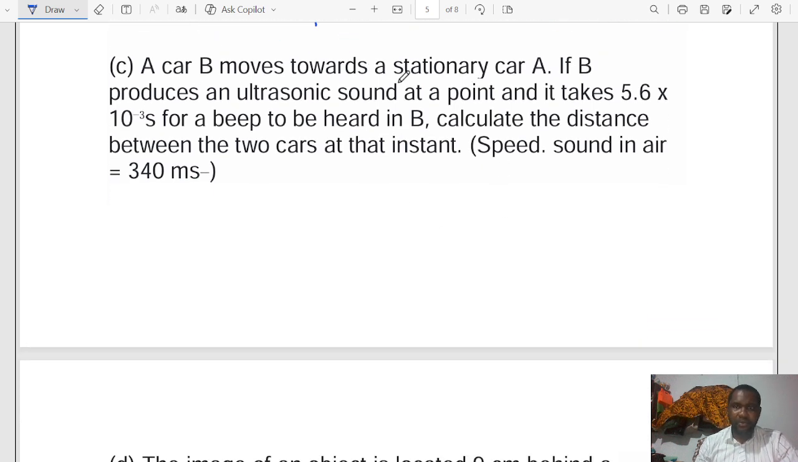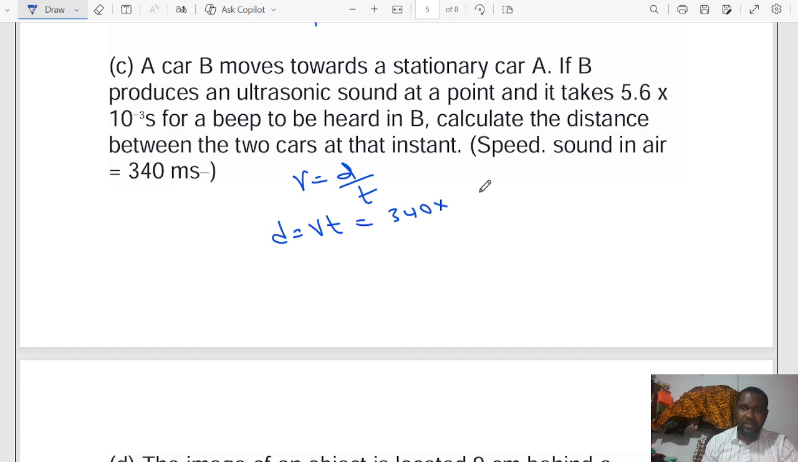Then we have the next question. It says a car B moves towards a stationary car A. If B produces an ultrasonic sound at a point, and it takes 5.6 times 10 to the power minus 3 seconds for a beep to be heard in B, calculate the distance between the two cars at that instant. We are given the speed of sound. At this point we can simply say speed is equal to distance over time. That means the distance is equal to velocity times time. The velocity here is 340, while the time is 5.6 times 10 to the power minus 3.